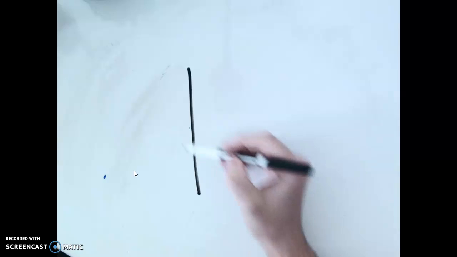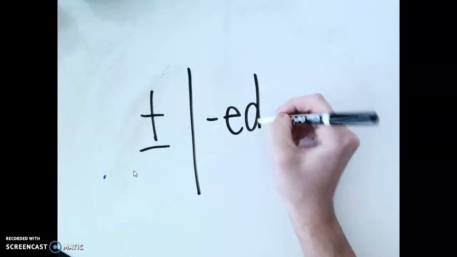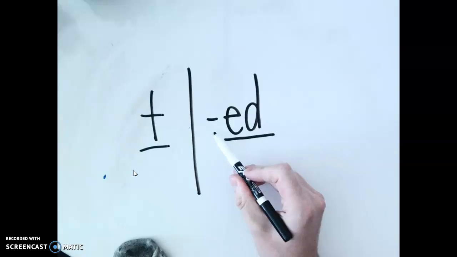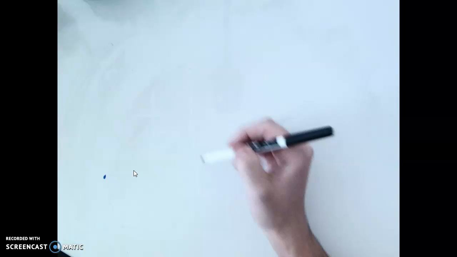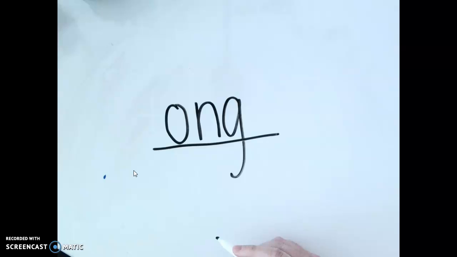The next one has two ways to do it. The sound is t. We know T says t, but ed also says t. So these are two ways to do that. This would be like in the word looked. Okay, the next one, ong. O-N-G says ong.